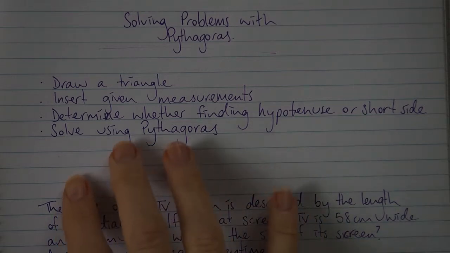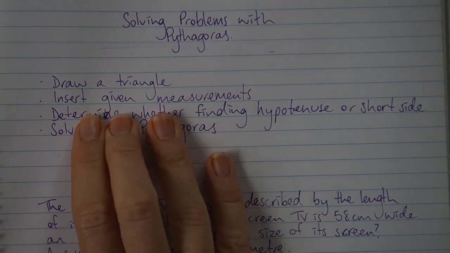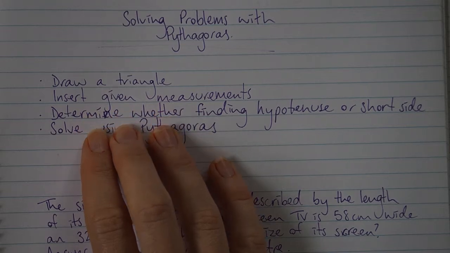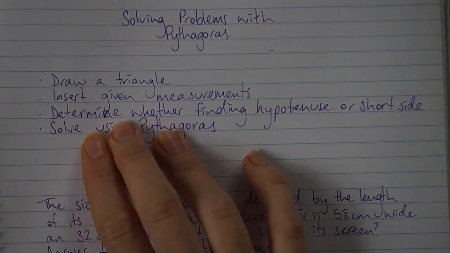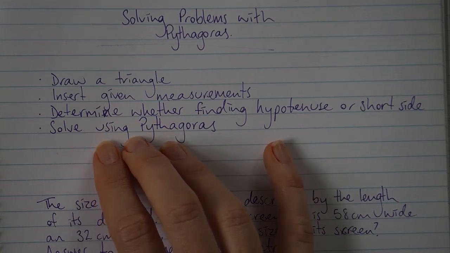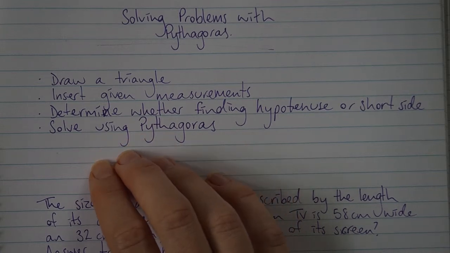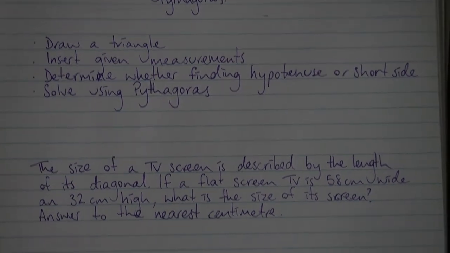Okay, so from the information given, we need to draw a triangle. On the triangle, we need to insert the given measurements. Now, you'll be given two measurements. You need to determine which two sides of the triangle you have. Then based on where you put your measurements, you need to work out whether you're finding the hypotenuse or a short side. And then, of course, we'll solve using Pythagoras. So once you've got your triangle drawn up with all the relevant information on it, you can solve using Pythagoras' theorem as normal.